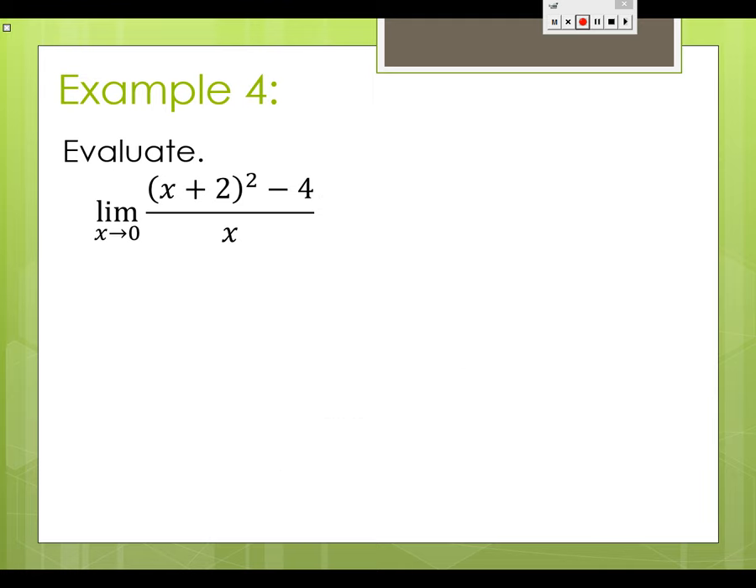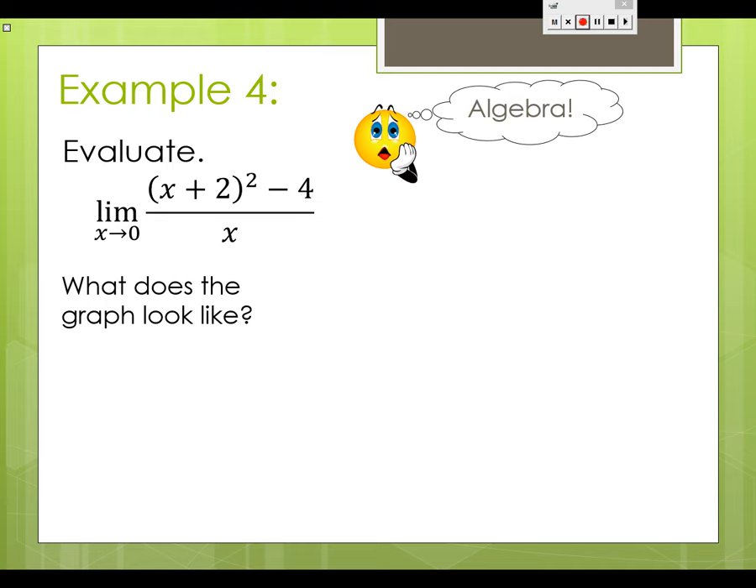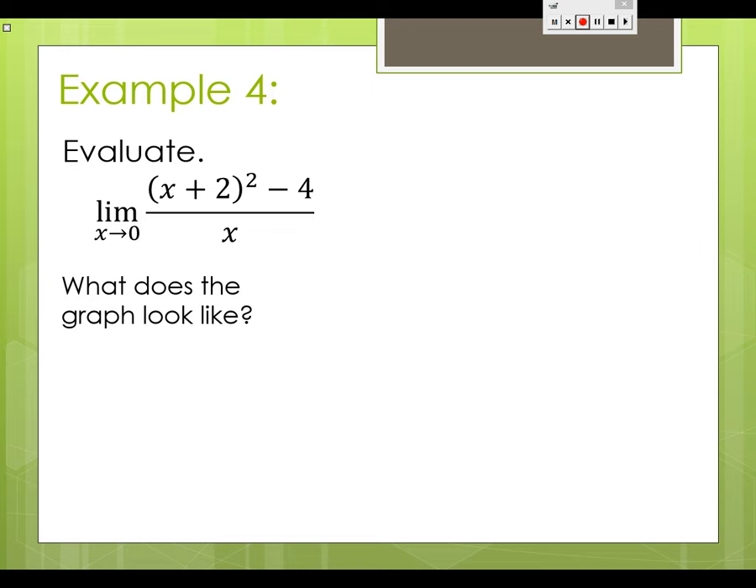This one, again, is meant to look somewhat familiar. This should be a good caution to you. What happens if we plug in 0 here? Yeah, we can't plug in 0, right? 0 is undefined for this function. Yet, can we still maybe determine the limit? I think maybe we can.